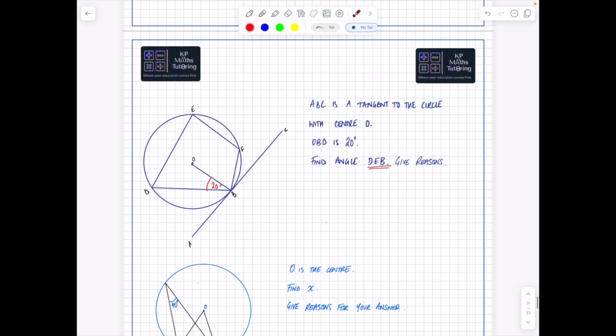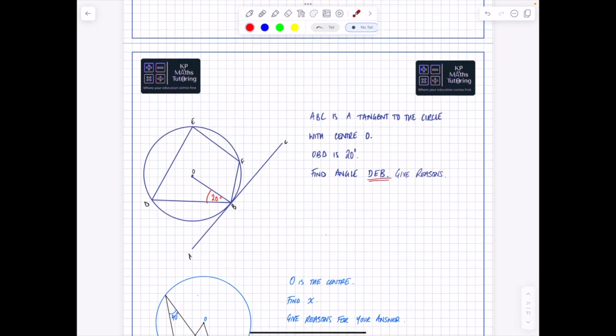Okay, so moving on to the first example here, what I suggest you do is possibly pause the video here, and then once you've paused it, you can have a go and then unpause it, see what I've got going on, and see what you can do. So ABC is a tangent to the circle, so it tells you this line here. So understand the question first of all. It tells you it's a tangent to the circle.